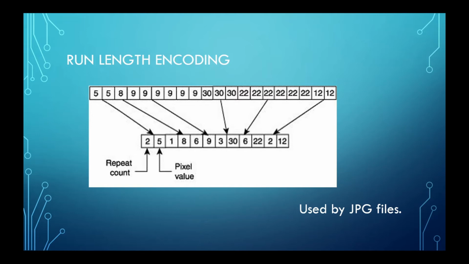JPEG files use run length encoding. It's exceptionally efficient for the red and blue chroma channels of an image. We'll cover that part in a bit.